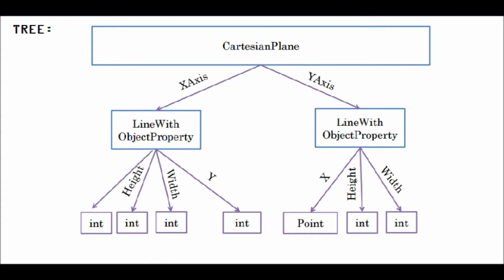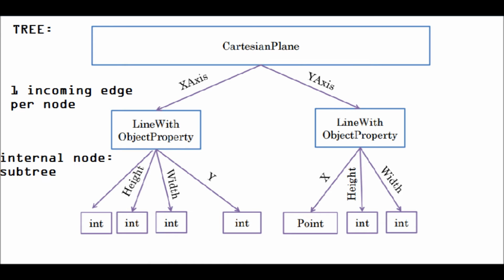Alright, starting off with trees. In a tree, each node only has one incoming edge. One and only one incoming edge in a tree. And each of these nodes creates a subtree with at least one edge coming out.